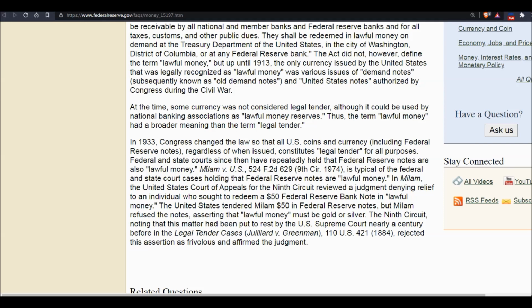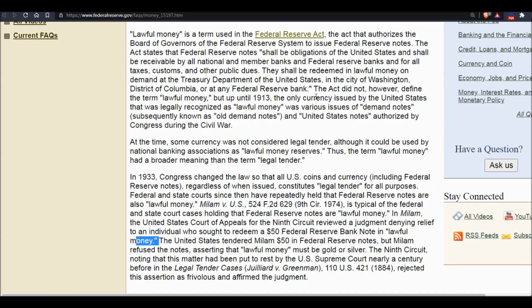Then goes on to make reference to the case law. It is typical of the federal and state courts cases holding the Federal Reserve note as lawful money. In Millam, the United States Court of Appeals, which makes final determination of how the law is interpreted, for the Ninth Circuit reviewed a judgment denying relief to an individual who sought to redeem $50 Federal Reserve Bank notes in lawful money, meaning he or she probably went up there to Washington and tried to redeem it because, you know, it's a promise to pay.